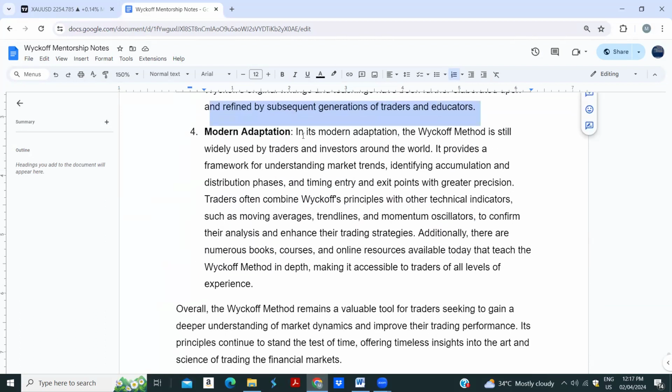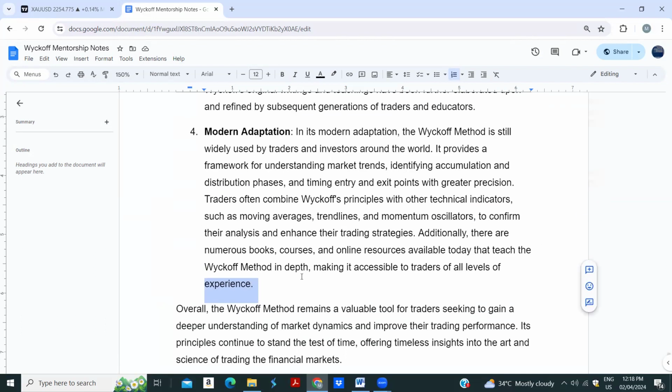Modern adaptation. In its modern adaptation, the Wyckoff method is still widely used by traders and investors around the world. It provides a framework for understanding market trends, identifying accumulation and distribution phases, and timing entry and exit points with greater precision. Traders often combine Wyckoff principles with other technical indicators such as moving averages, trend lines, and momentum oscillators to confirm their analysis and enhance their trading strategies. Additionally, there are numerous books, courses, and online resources available today that teach the Wyckoff method in depth, making it accessible to traders of all levels of experience.